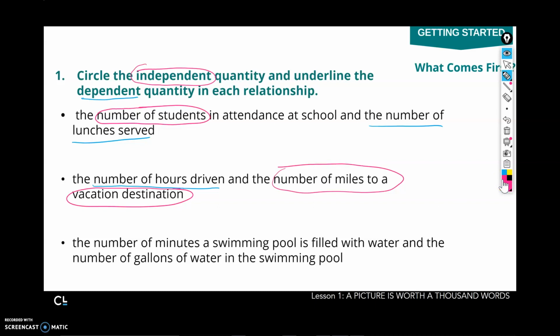The number of minutes a swimming pool is filled with water and the number of gallons of water in the swimming pool. The number of gallons of water in the swimming pool is my independent. The number of minutes it takes to fill the pool is my dependent. It depends on how many gallons the swimming pool takes.